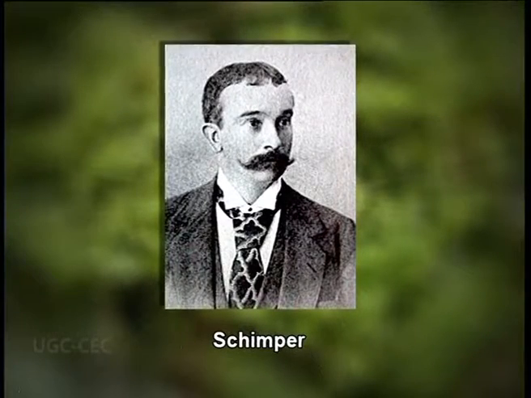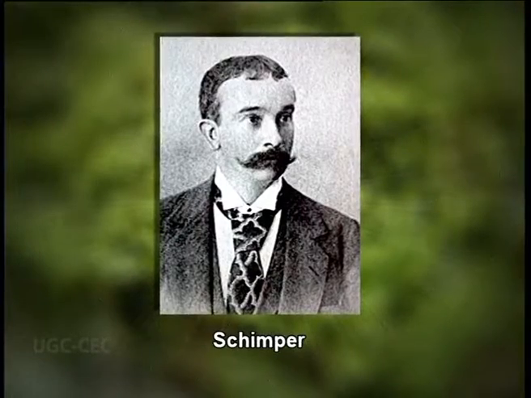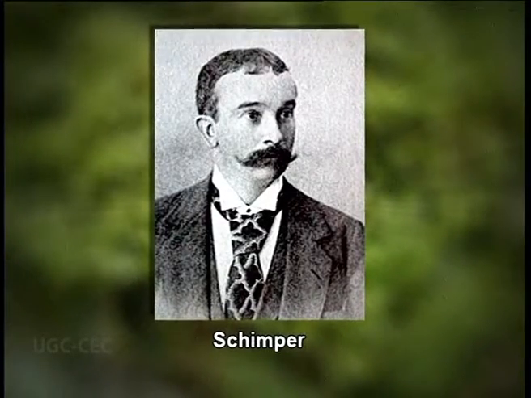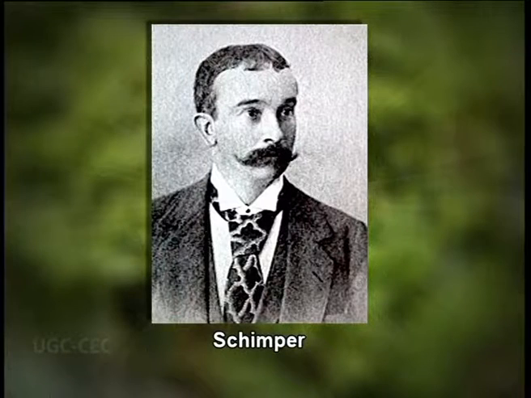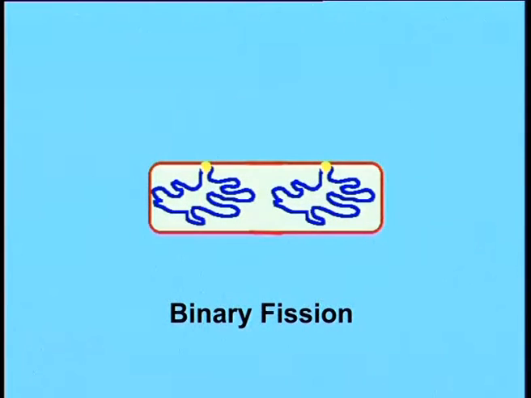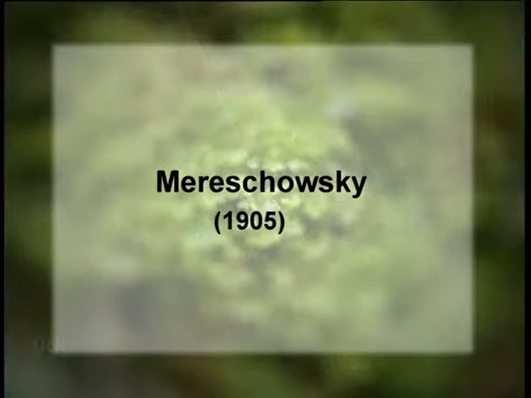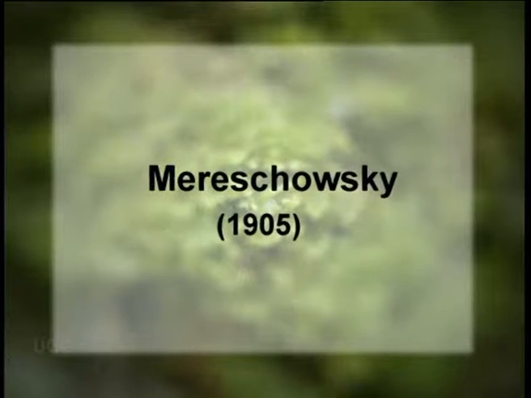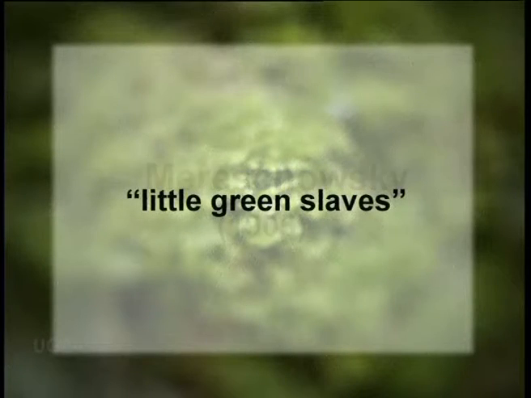Schimper is regarded as the first to have considered that plastids arose from endosymbiotic photosynthetic bacteria. He noted that plastids divide by binary fission independently of the surrounding cell and showed a remarkable resemblance with free-living cyanobacteria. Mereschkowski in 1905 termed the plastids as little green slaves working for their host cells to produce food from sunshine.